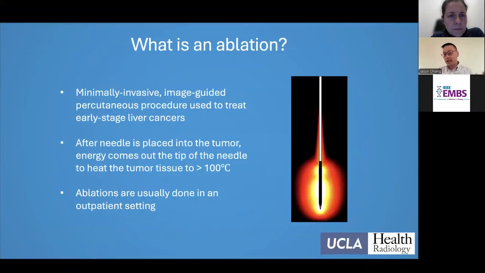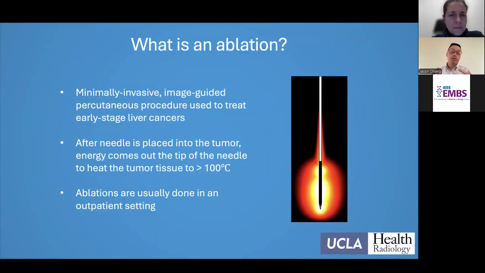So what is an ablation? Just going down the list of people on the call, I think most of you have seen this, so this is very introductory, but it's just in case you haven't seen it before. This is a minimally invasive procedure guided with CT and ultrasound or MRI to treat early stage liver cancer. The short and the long of it is that you put the needle through the skin into the tumor, heat comes out of the tip of the needle, and you basically cook the tumor.